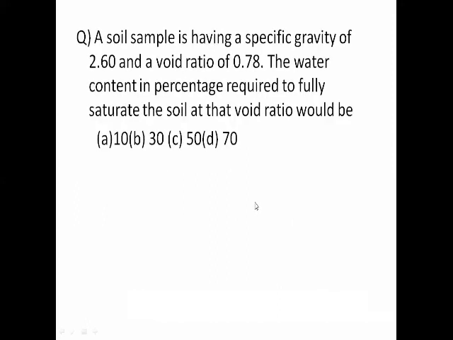A soil sample has a specific gravity of 2.6, and the void ratio is given as 0.78. What is the water content in percentage required to fully saturate the soil? At that void ratio, for full saturation, what should be the water content? We know that e is equal to wG by Sr. So Sr is equal to 1 here.